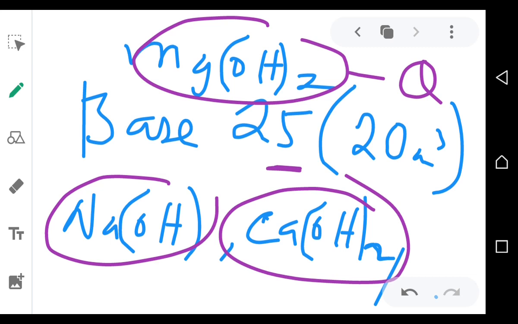So if they say what volume of Q did you use, then you look at the question, you check what is Q. Q is a base. Then you know the base being talked about is magnesium hydroxide, or sodium hydroxide, or calcium hydroxide. You're the one who chooses what base they're asking about, and that's the one you select. They will also give you the concentration, but you know about the concentration in the formula. I'll teach you that.